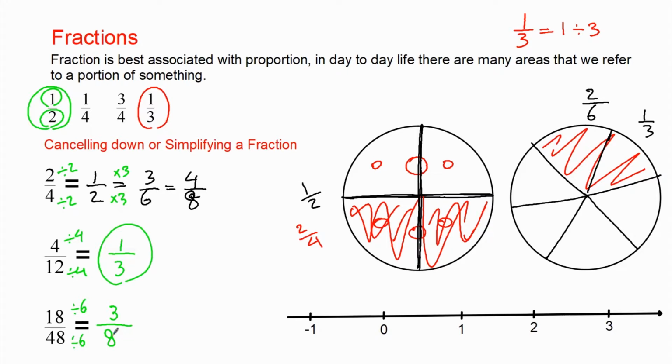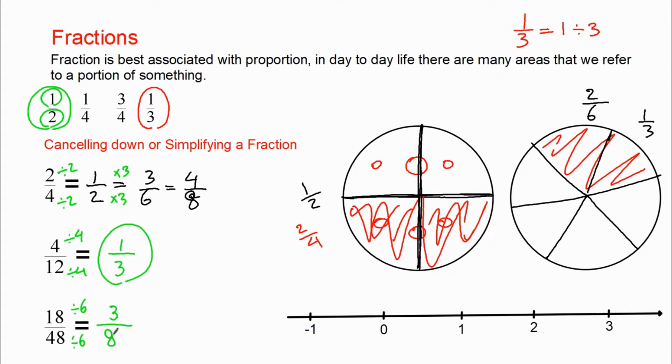But how can we find out what is the best number to divide by? The 6 in here is the highest common factor between 18 and 48. We have had a video about how to find the highest common factor. If you find the highest common factor and divide by that, you will get to the most simple form of a fraction.